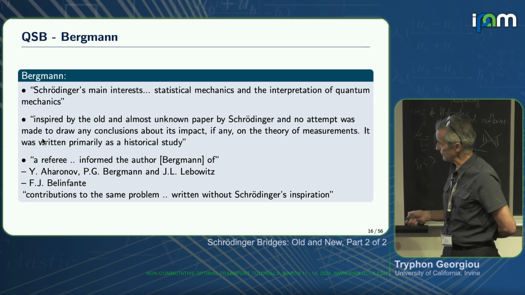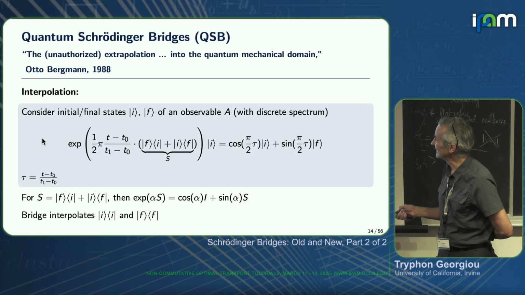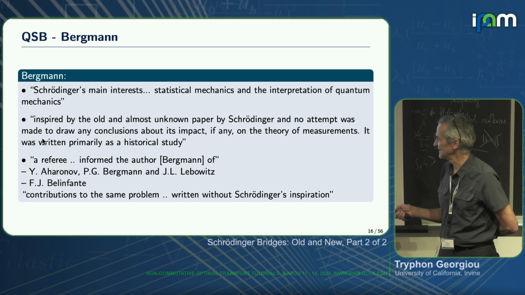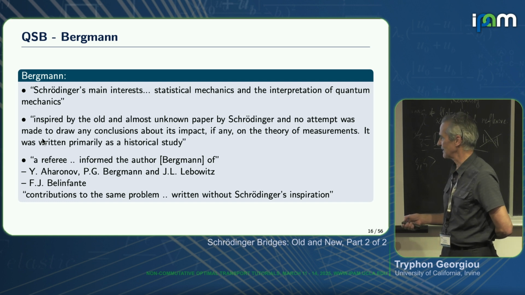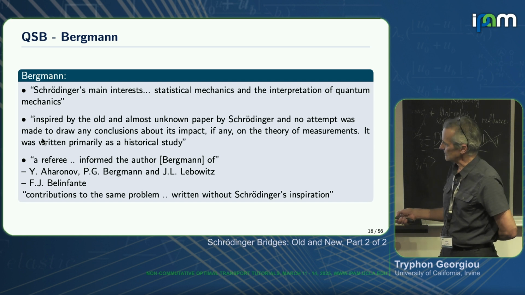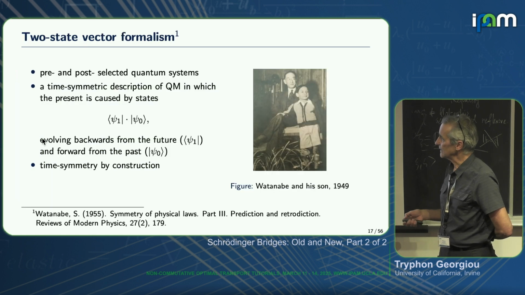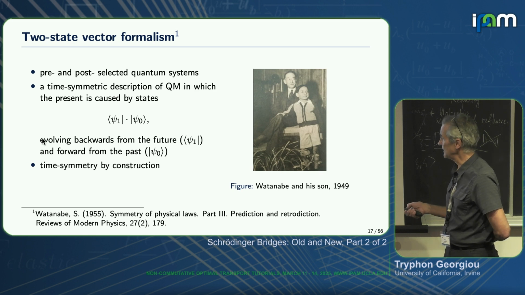Then a referee informed the author, Bergman, of some work by Aharonov, Bergman, and that's not the same Bergman. The first one is Otto, and the other one is Peter, I think. And Belifante. Contribution to the same problem, written without Schrödinger's inspiration. So Aharonov and his collaborators were very much interested, and so was another fellow who was even earlier, Watanabe.